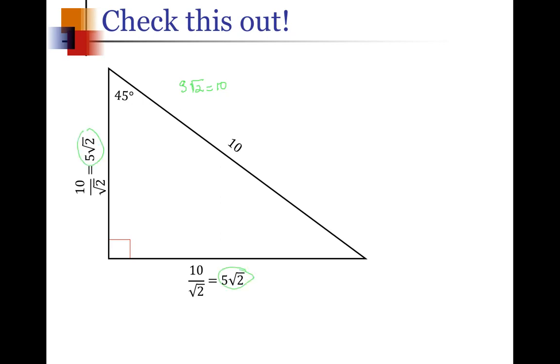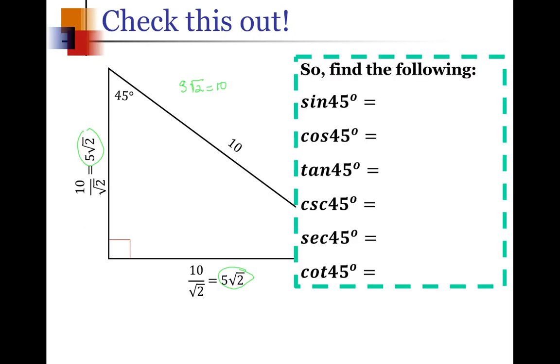So what if I asked you these questions? The sine of 45 degrees, right? So if this is a 45-degree angle, and it really doesn't matter which one's my reference angle, oh look, this is opposite, and this is adjacent, and this is the hypotenuse. Well, let's take it back to SOHCAHTOA, right? So the sine of 45 degrees is going to be 5 root 2 over 10, right? So that's just going to give me root 2 over 2.